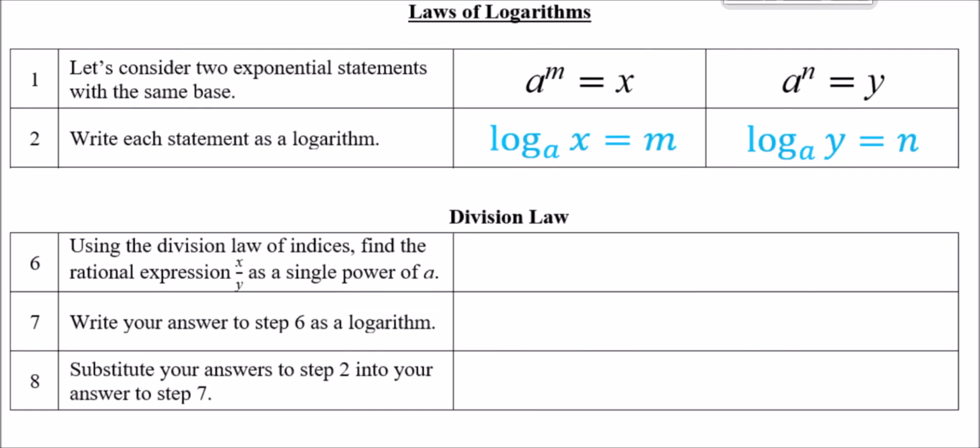Now let's see if we can derive the division law of logs. So step 6, we need to write x over y as a single power of a. So first of all, x over y, that's going to be a to the power m, which is x, divided by a to the power n, which is y. And we should know by now that when we divide powers of the same base, we just simply subtract powers. And so this is going to be the same as a to the power of m minus n.